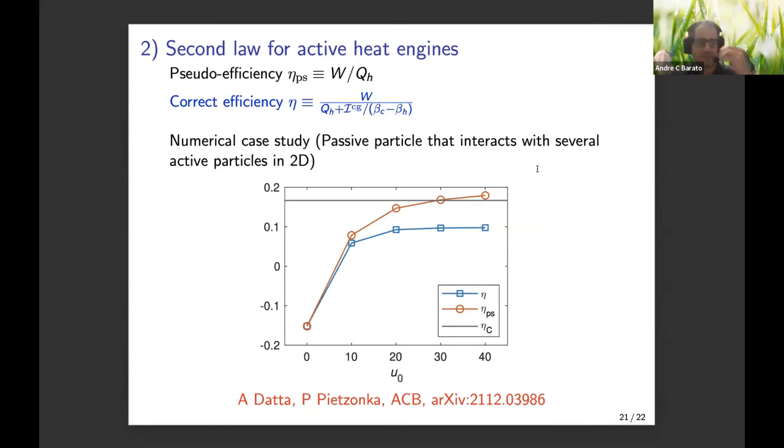The physical interpretation here is that when you have an active heat engine, it's not really about how much energy is dissipated. It's more about how you shift your stationary distribution from the one you would have in equilibrium to a new stationary one, as quantified by this term I.